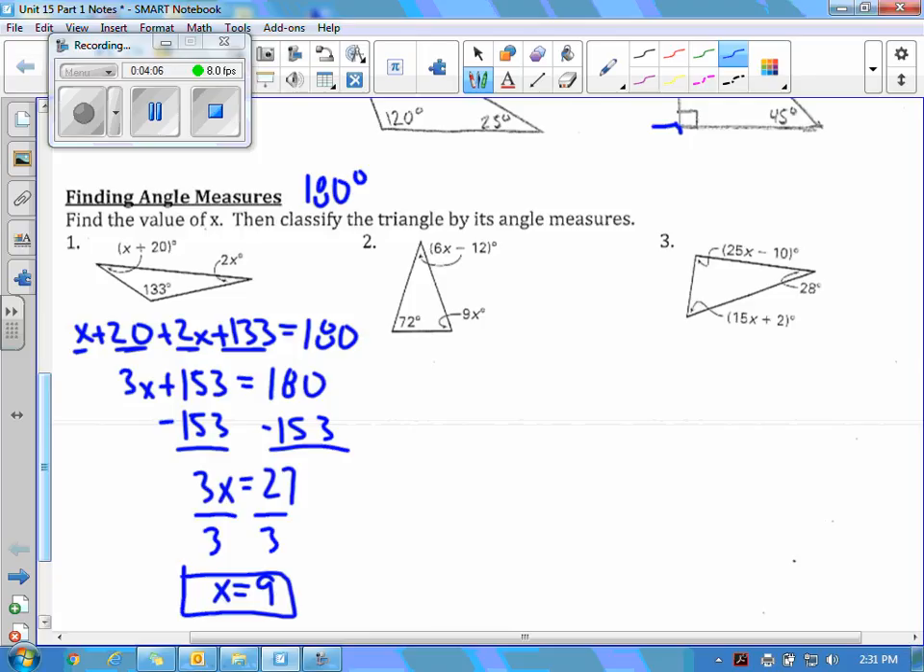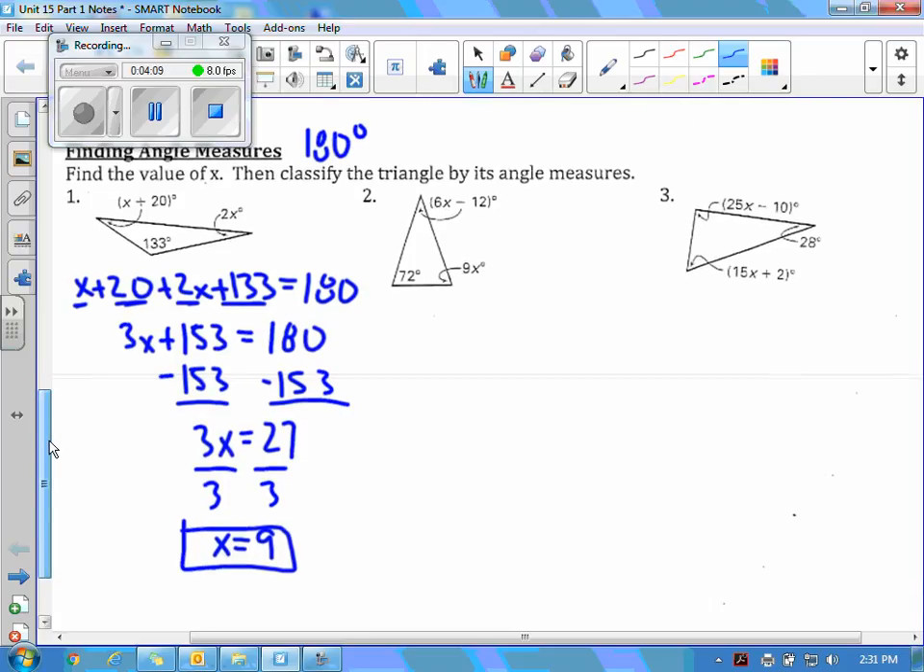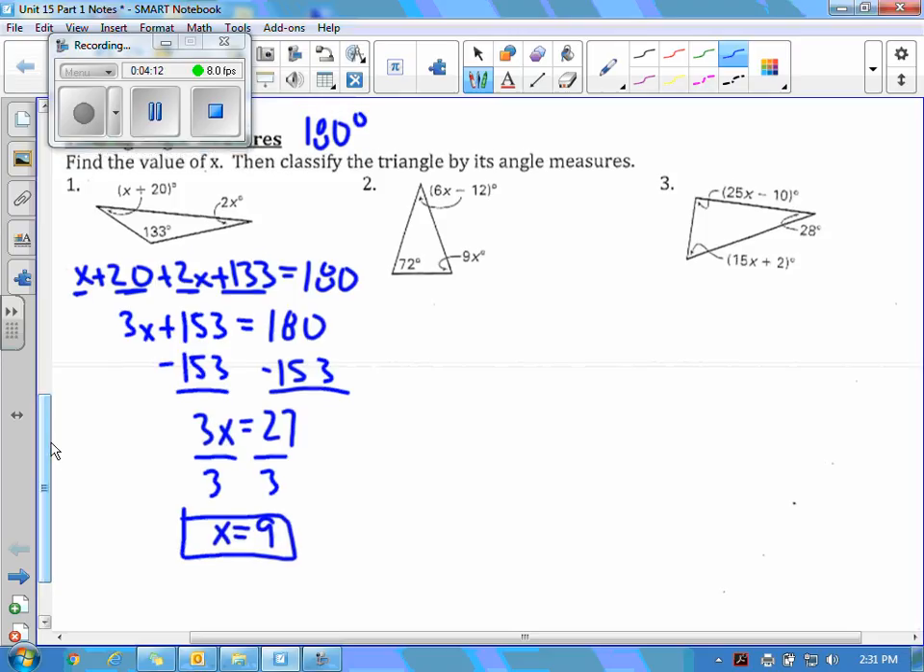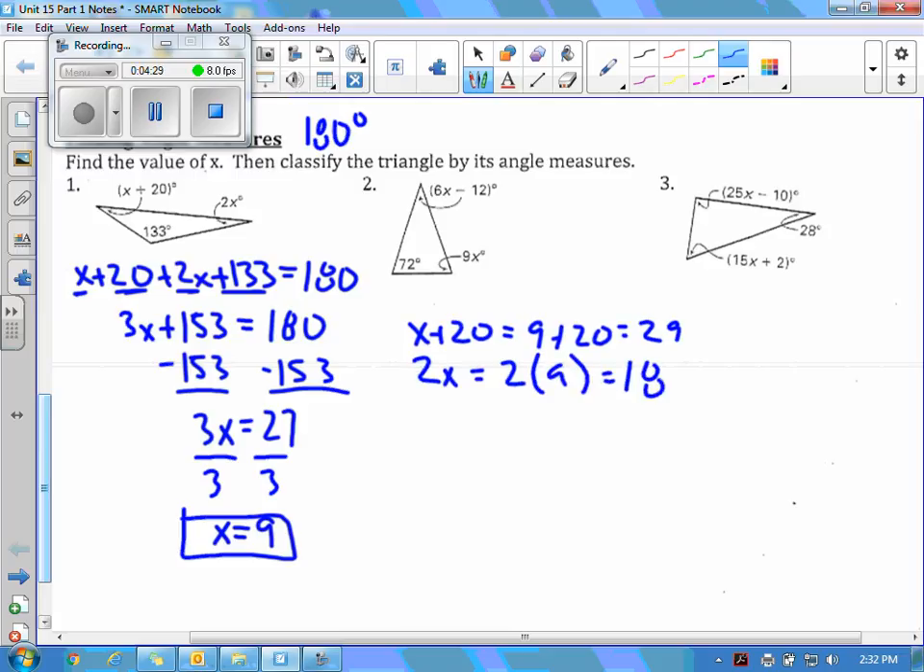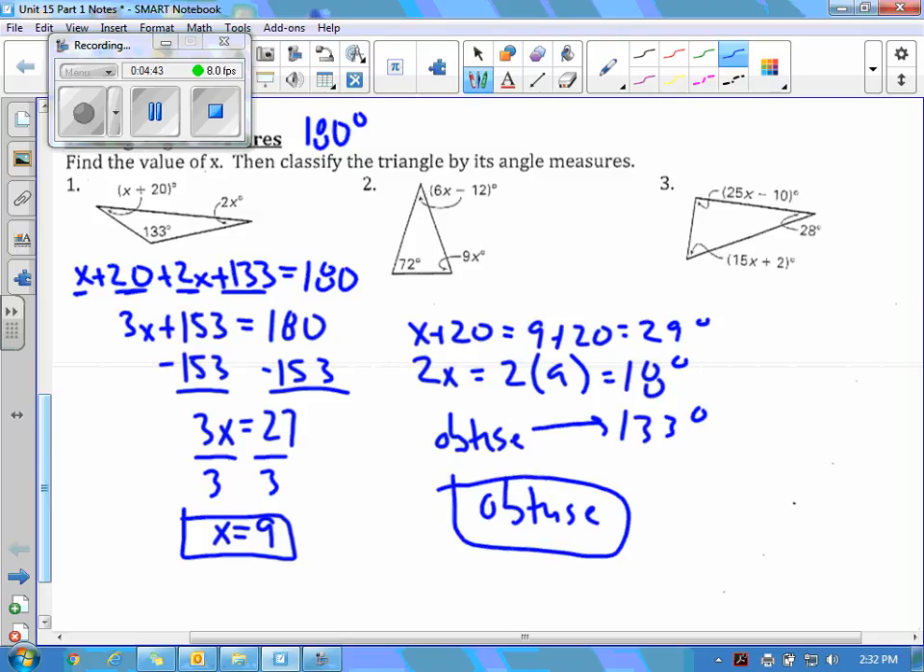The next part is to classify the triangle by its angle measures. So in order to find my angle measures, I just need to plug in 9 for x. So my first angle was x plus 20, so that's going to be 9 plus 20, which is 29. My second angle is 2x, so that's going to be 2 times 9, which is 18. And then my last angle is 133, which they gave to me. So I have 29 degrees, 18 degrees, 133 degrees. This is an obtuse angle, which means I'm going to have an obtuse triangle. So the value of x is 9, and then my triangle is an obtuse triangle.